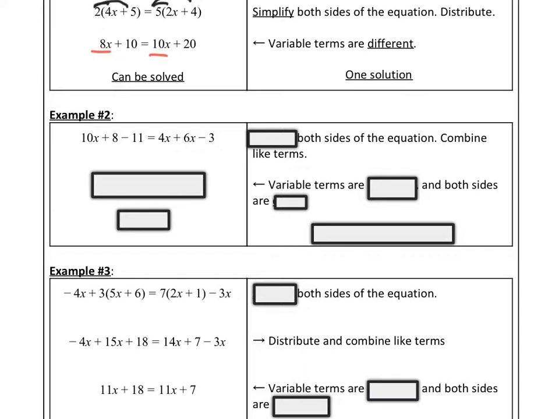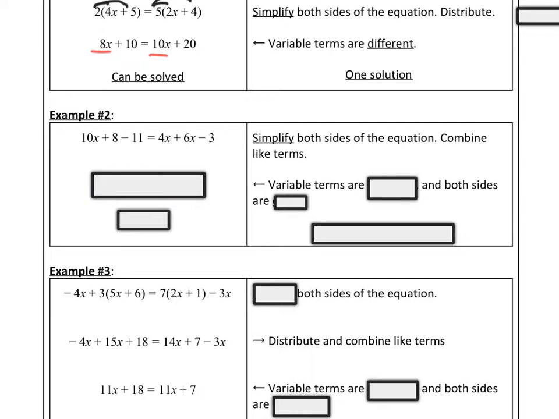Let's move on to example number 2. We've got 10x plus 8 minus 11 equals 4x plus 6x minus 3. Let's start just like we did before. Simplify both sides of the equation. In this case, it means combine like terms. Try to combine your like terms on each side and see what you get.